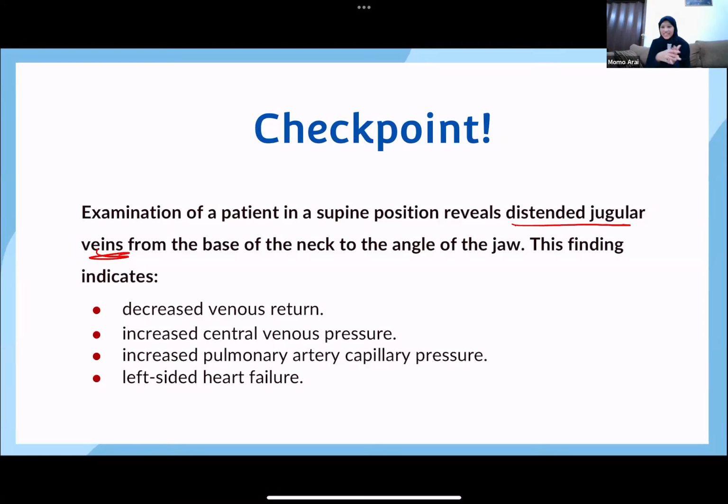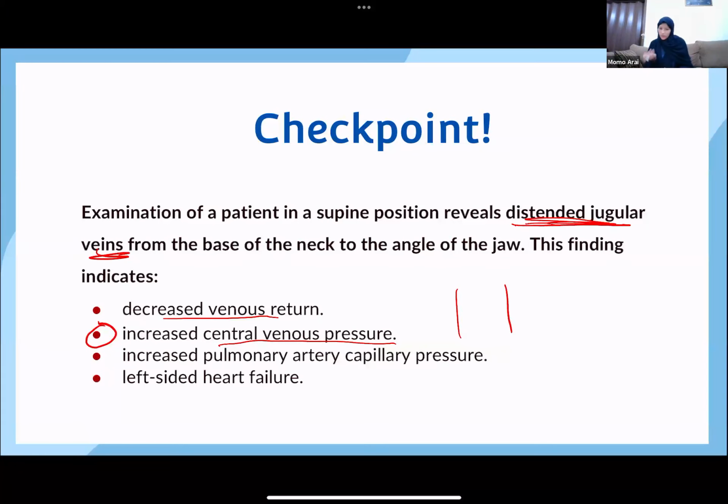Okay, good. So the answer is B. Okay, and I'll explain it for the sake of whoever's watching the recording. Distended jugular veins means that you have increased central venous pressure in your venous side, right? They can go up to your veins when you're lying down, and that's why you have distended veins. So you can see that on a person.